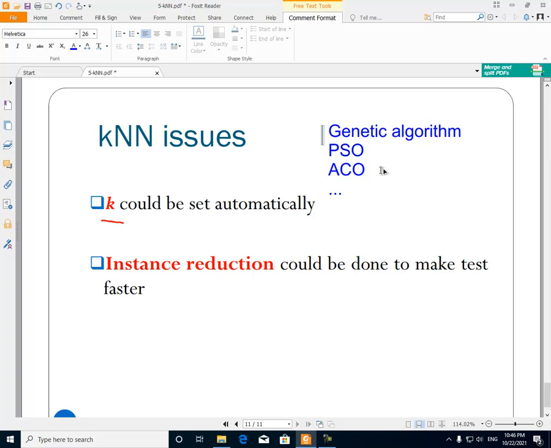KNN is very simple and could be used for multiple classes. As the test phase is time consuming, we could use instance reduction to reduce the number of training data and make KNN faster.